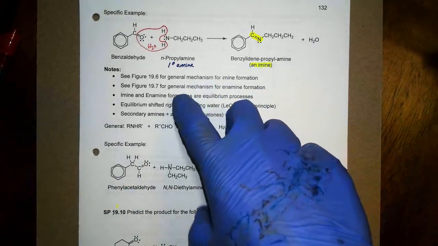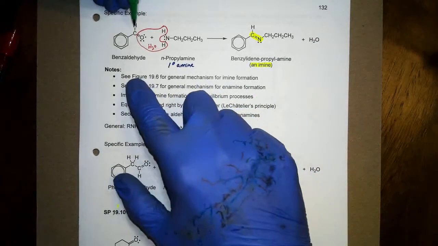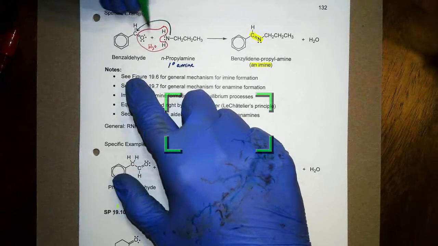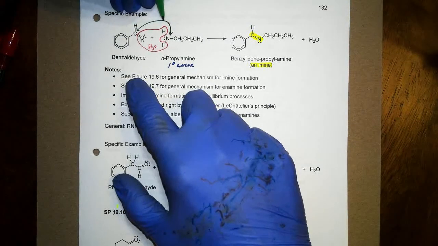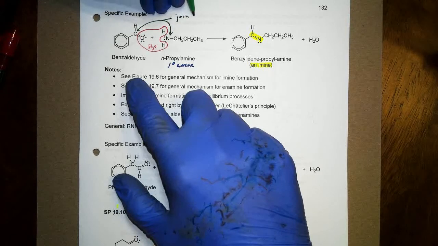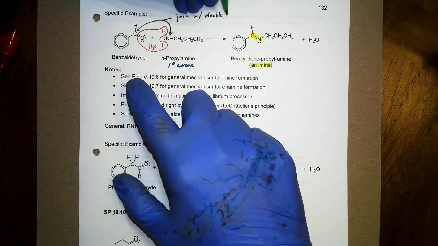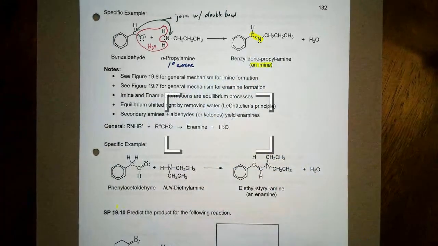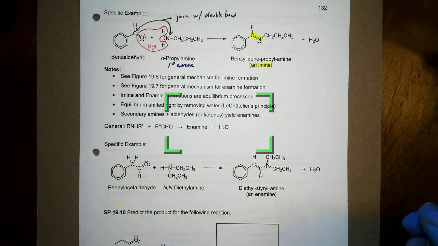And so in effect, that's where the water is coming from. Really all that you had to do was join this carbon to that nitrogen with the double bond. Let me just write that down: join with double bond. When you do that kind of thing, you end up with an imine, as you see on the right. So it's really easy to figure out how to generate an imine.